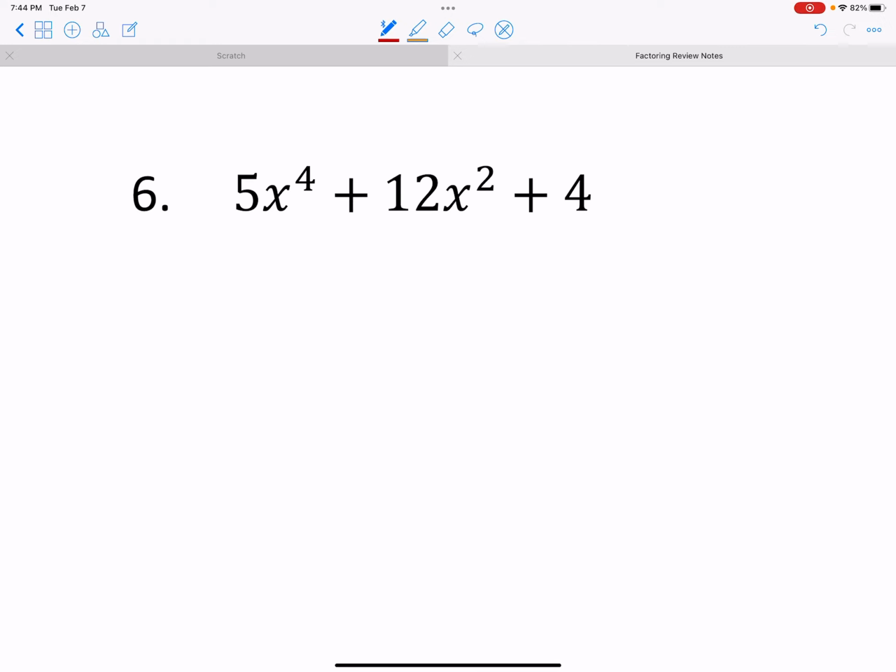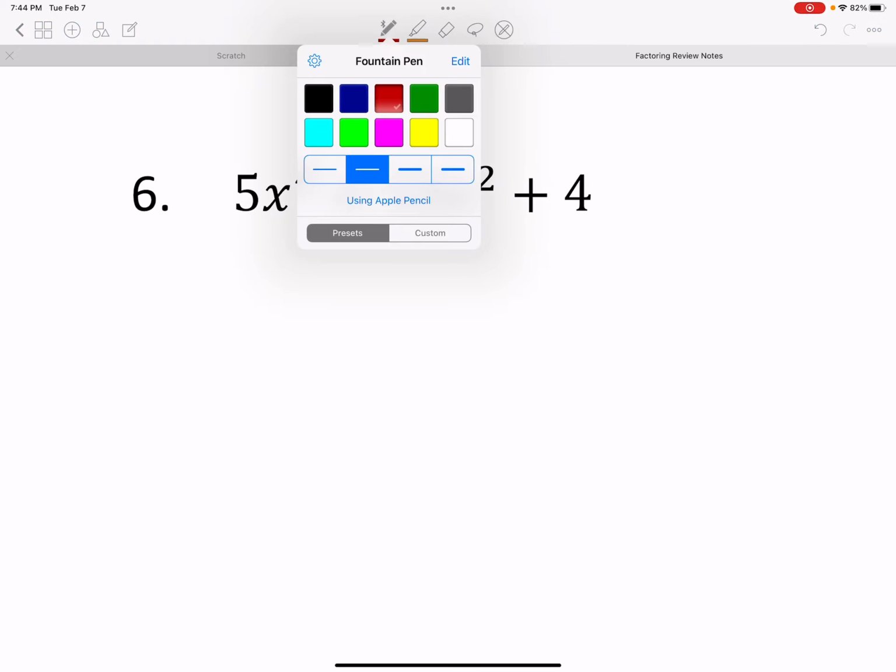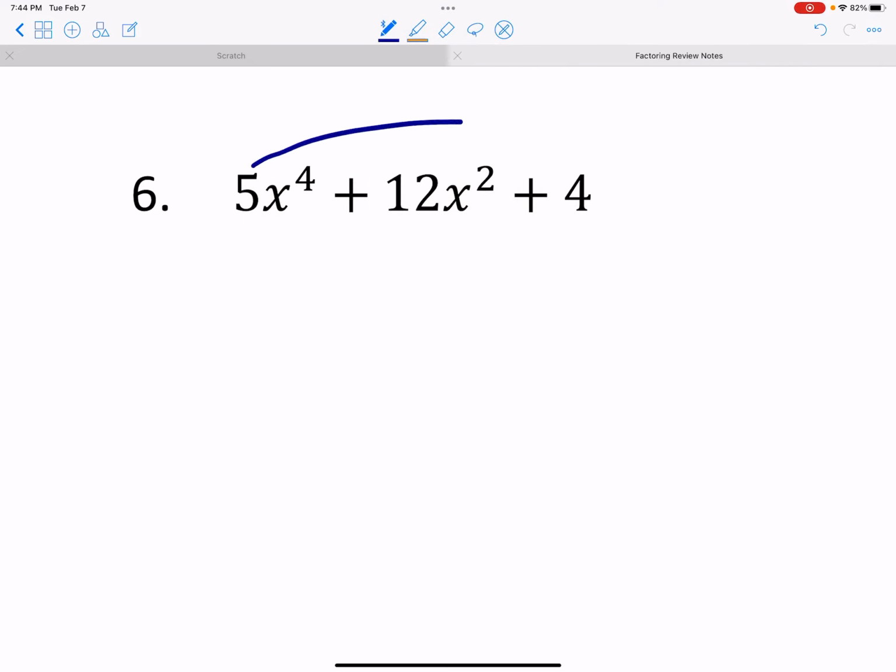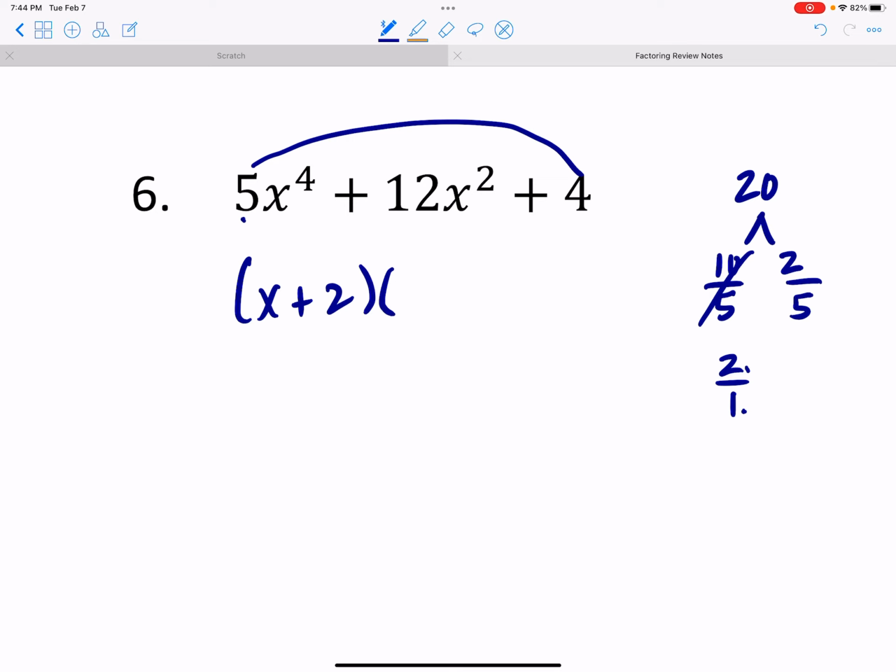Alright, let's try one more. So, again, I'm going to multiply first and last number. So 5 times 4 is going to be 20. Looking for factors of 20 that make 12. Like 10 times 2 is 20, 10 plus 2 is 12. Divide by my first number, which is 5. This is going to reduce to 2, or 2 over 1. So 1x plus 2 and 5x plus 2 would be my factors.